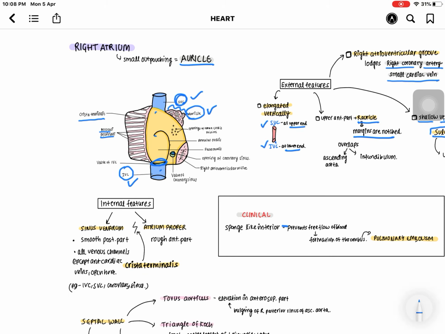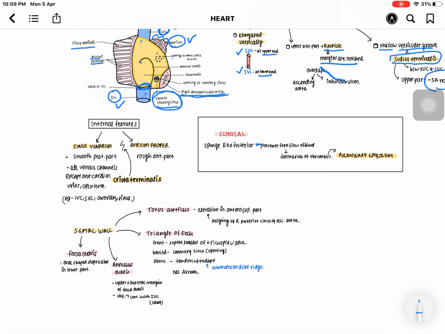Above the opening of the inferior vena cava, there is a fossa ovalis, which is bounded by the annulus ovalis. This is the septal part of the right atrium, the interatrial septum. Between the inferior vena cava opening and the right atrioventricular orifice, that is the tricuspid valve, there is an area where the coronary sinus opens. It is guarded by the valve of the coronary sinus.